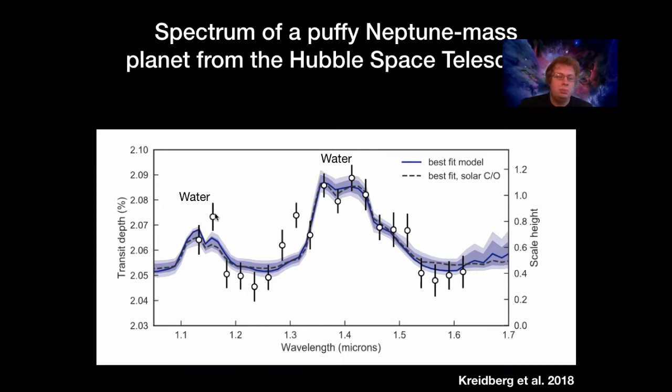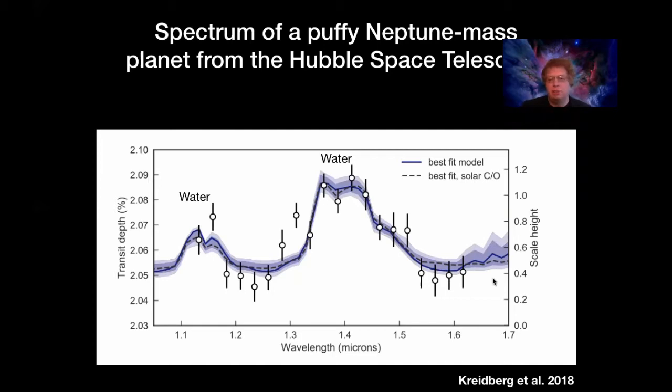We see these white dots here are the measurements of how much light is blocked by the planet. And what we can see is that there's this bump right here at about 1.4 microns. This is due to transitions of water. So we know that there is water vapor in the atmosphere of this Neptune mass planet light years away, because we see that it blocks a little bit more light right at the wavelength where we expect water vapor to be. So this spectrum here is almost essentially the state of the art.